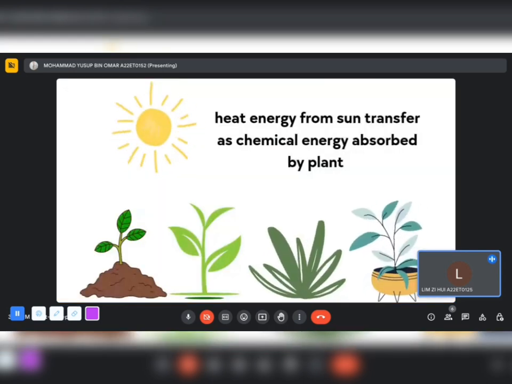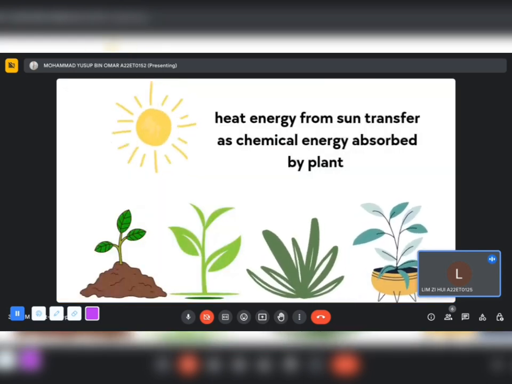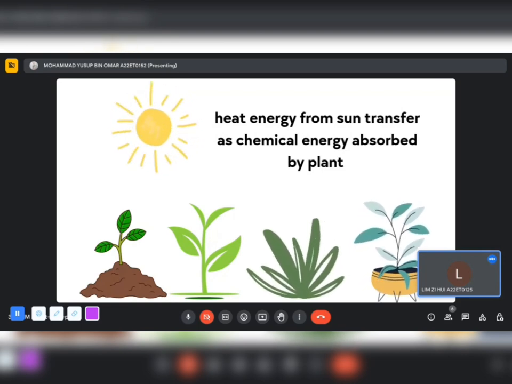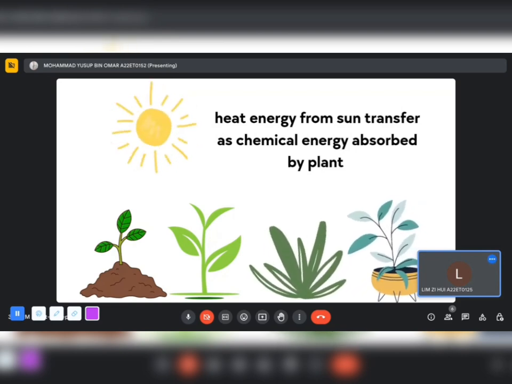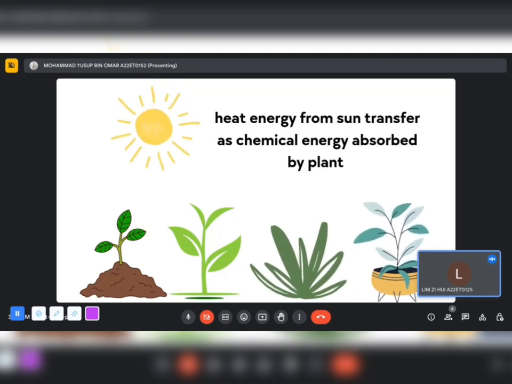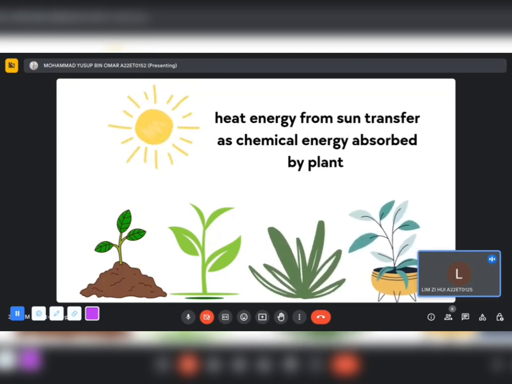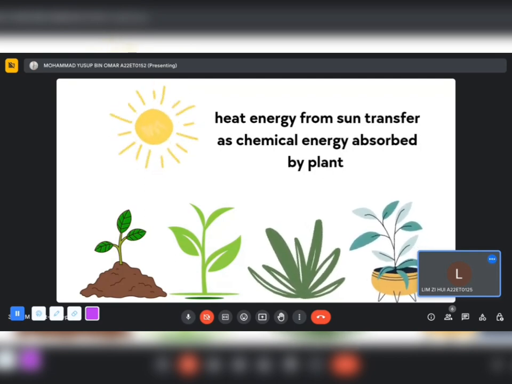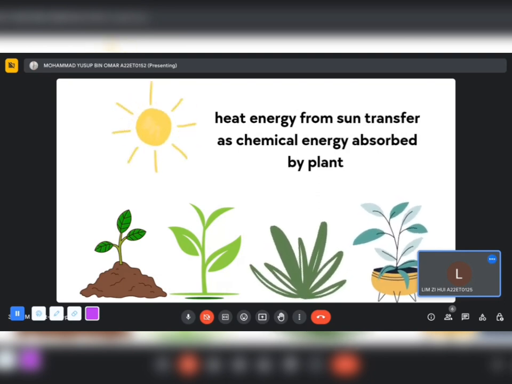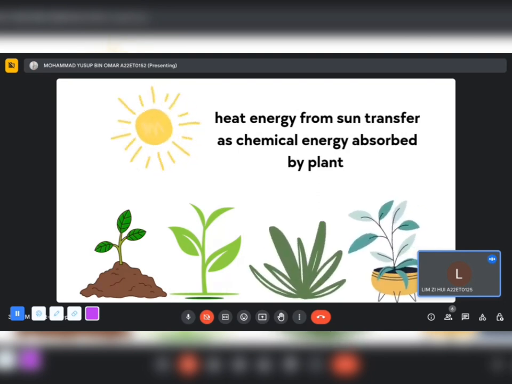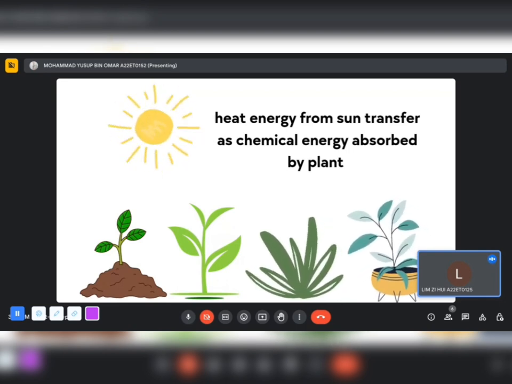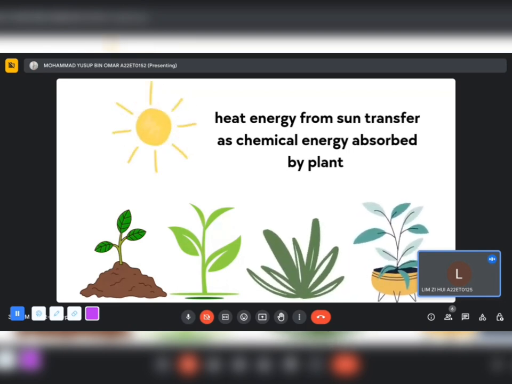Moving to the next slide, we can see one example. The sun provides heat energy, and the energy from the sun is transferred as chemical energy and absorbed by plants for photosynthesis. The energy is not destroyed because plants can receive energy from the sun to carry out photosynthesis.